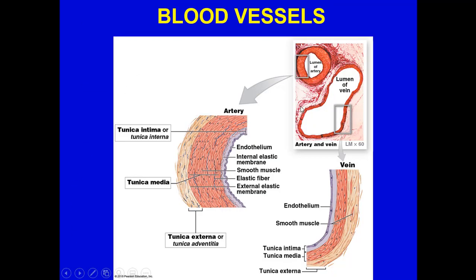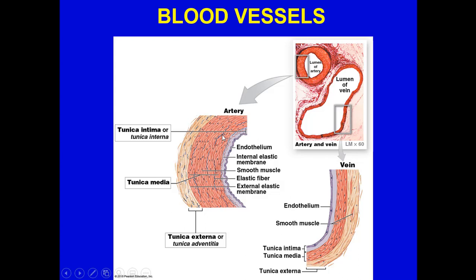If you notice from these images here, you can see a comparison of the tunica intima, the tunica media, and the tunica externa. Here, the lumen of the artery is a little bit smaller. The lumen of the vein is much, much greater. But you'll notice that the smooth muscle in the vein is a lot thinner.